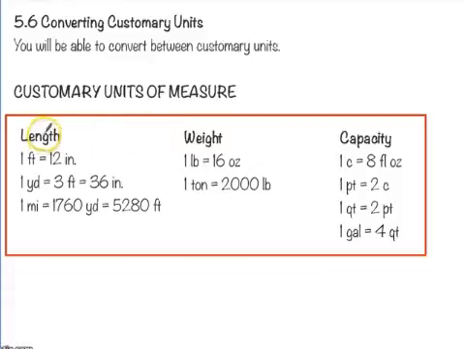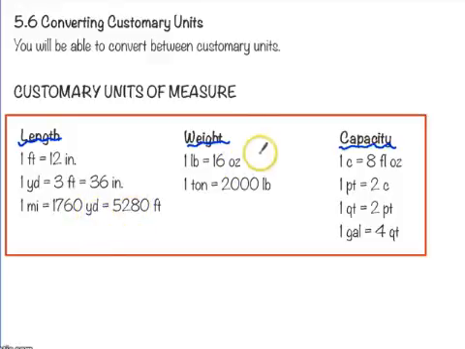So we have some pretty common customary conversions here for length, weight, and capacity. And we'll be going back and forth to look at these conversions to help us convert specific measurements. So 1 foot is equal to 12 inches, and 1 yard is 3 feet, which is also 36 inches. So all three of these things are equivalent. 1 mile is 1,760 yards, which is 5,280 feet.